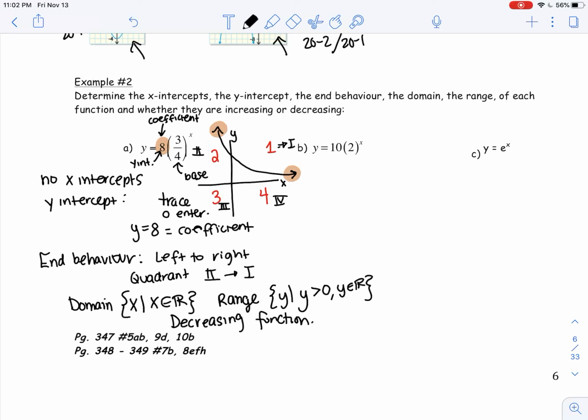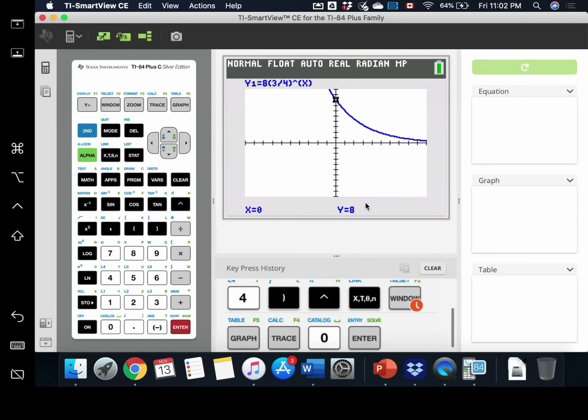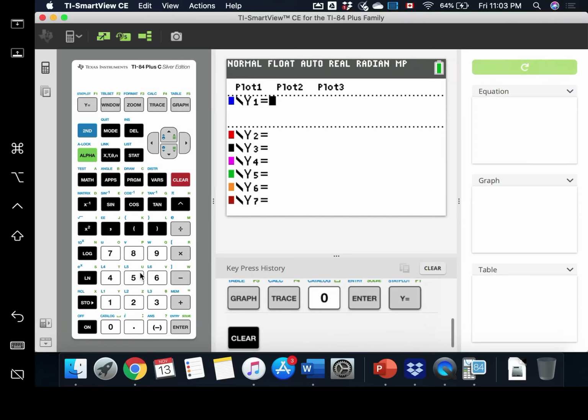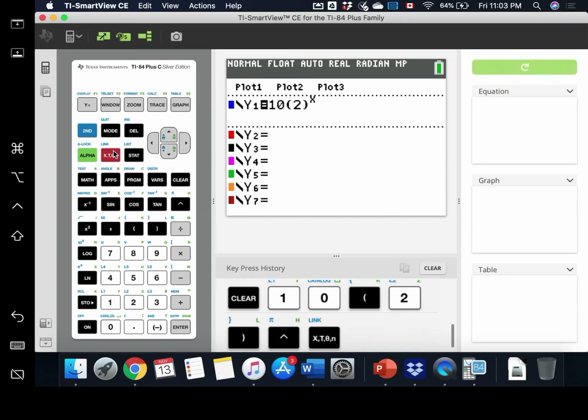Okay, so what we're going to do is graph the next one: 10 in brackets 2 to the power of x. So we're going to start by going to y equals. You're going to clear what's there. And you're going to write 10 in brackets 2 to the power of x.